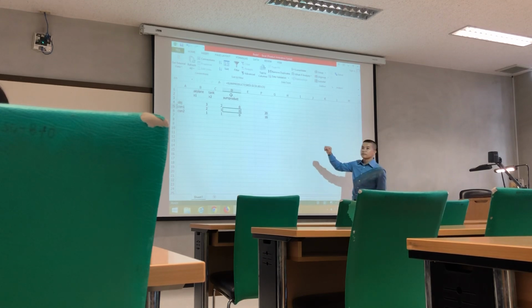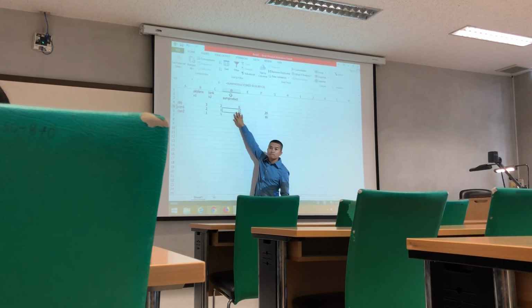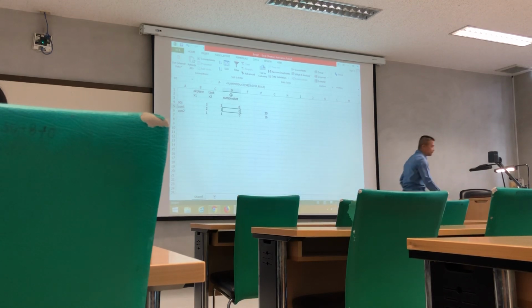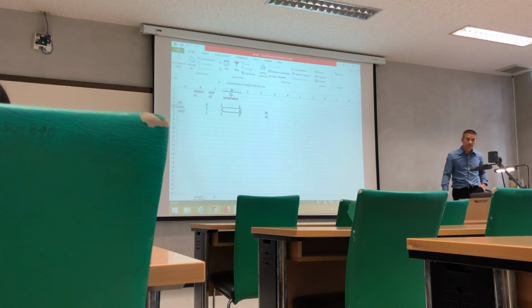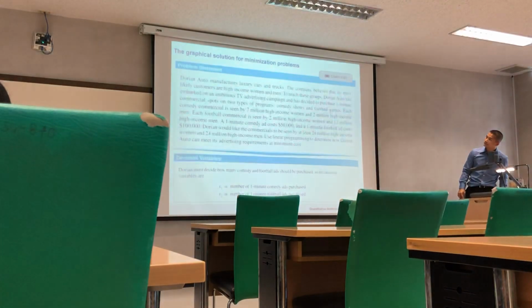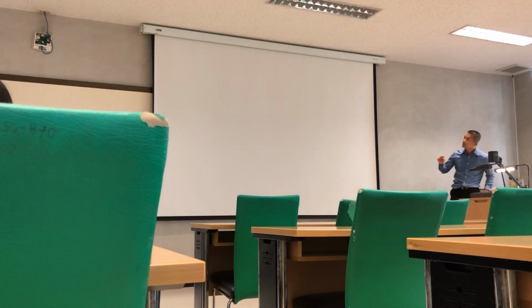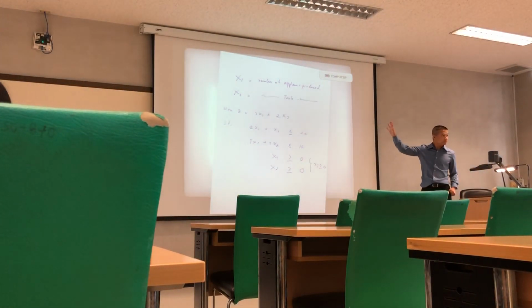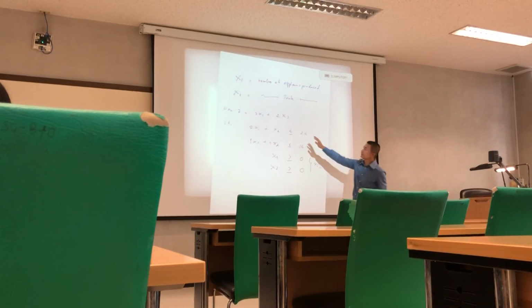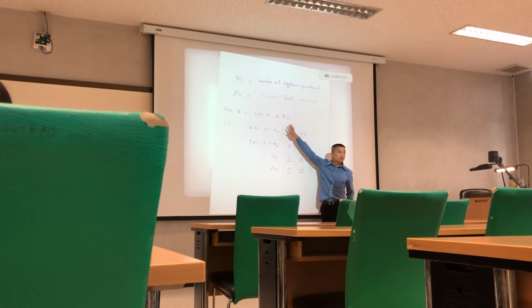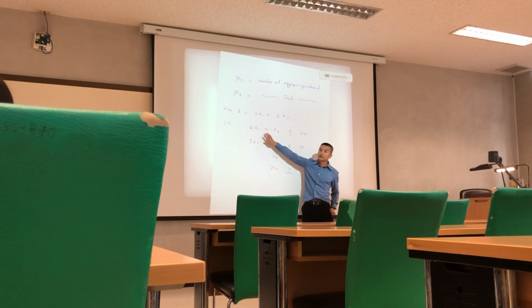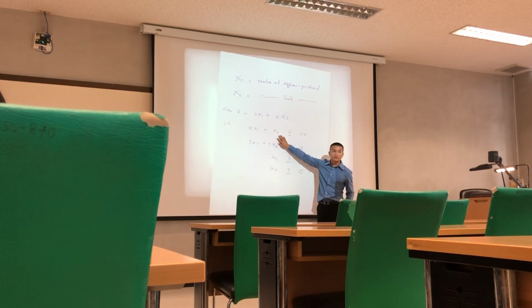So this is the value of constraint 1. The first is the objective function, 3 and 2. Your objective function is 3x1 plus 2x2. Your constraint is 2x1 plus x2.